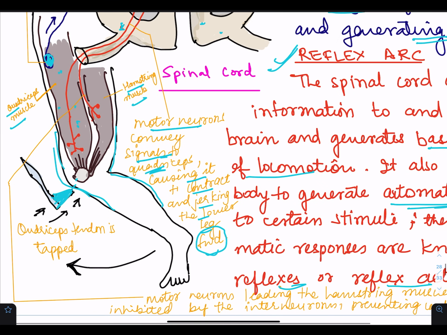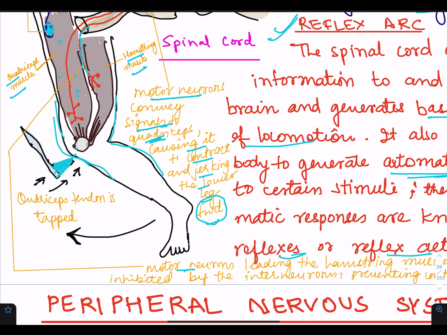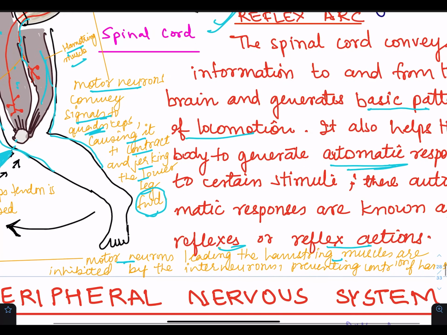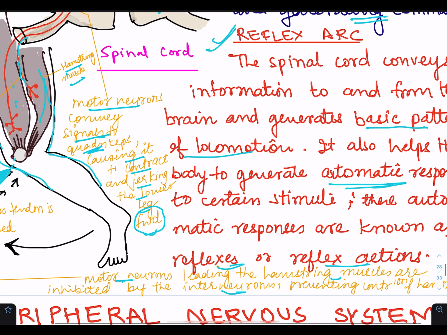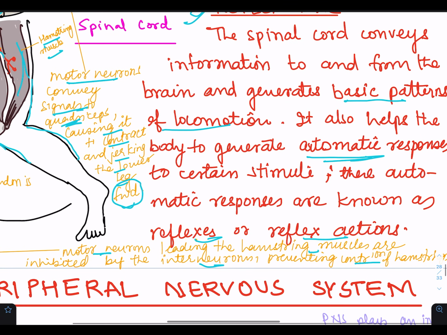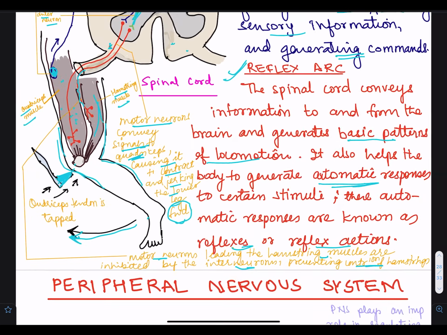And here, this is a motor neuron leading to the hamstring muscle. These are the hamstring muscles. They are inhibited by the interneurons. This is the interneuron, preventing the contraction of the hamstrings. So only the quadriceps is contracting. This hamstring will not contract, so the opposite action will not take place. Only the knee jerk will occur, and this ankle part will go up. This is known as a knee jerk, and this is how the spinal cord causes this reflex action.